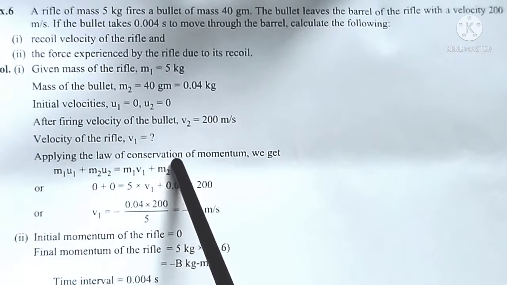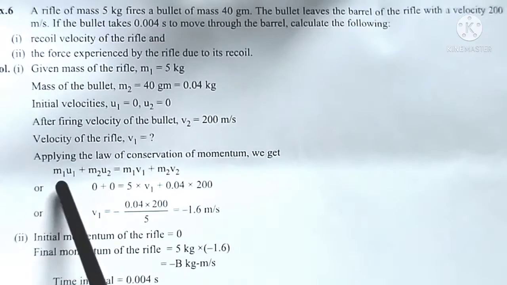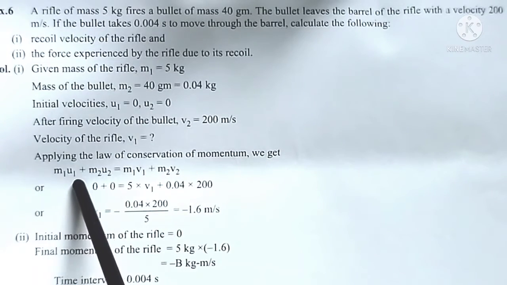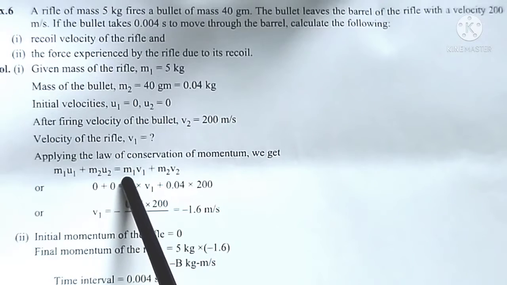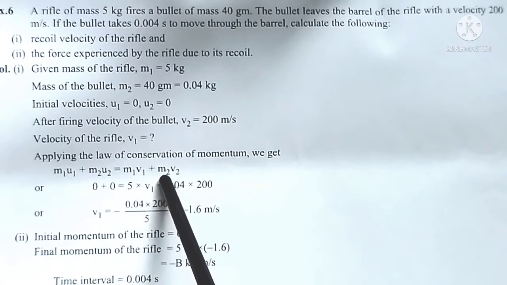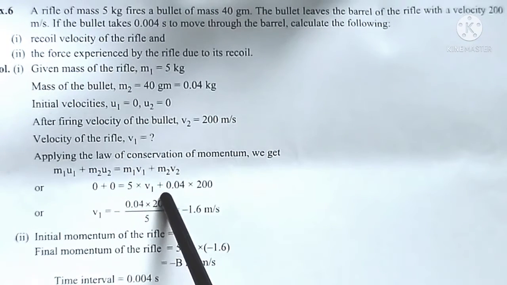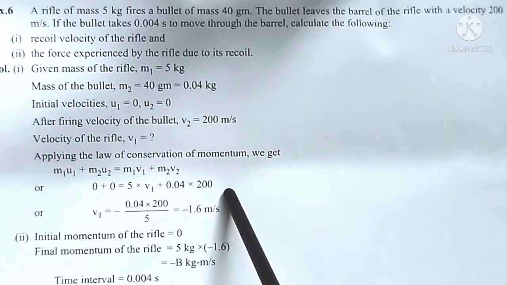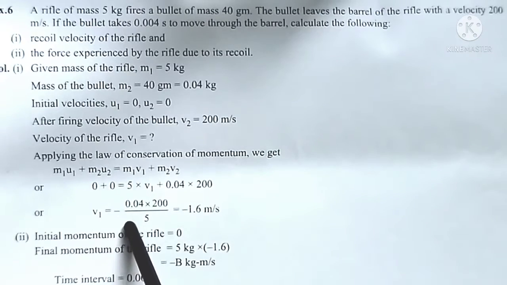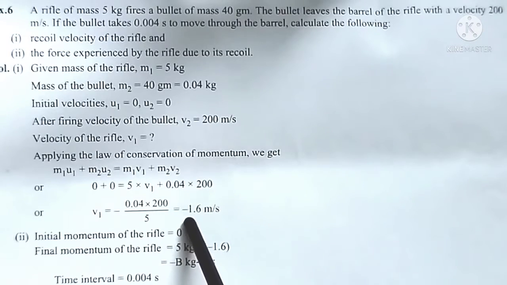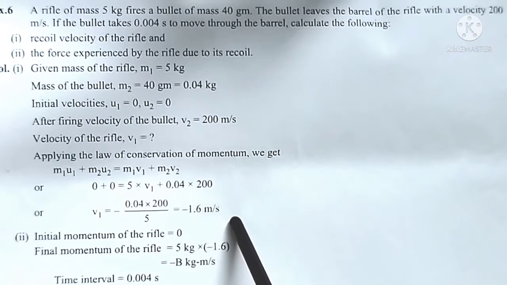Applying the law of conservation of momentum, we get m1 u1 plus m2 u2 is equal to m1 v1 plus m2 v2, or 0 plus 0 is equal to 5 into v1 plus 0.04 into 200. v1 is equal to minus 0.04 into 200 divided by 5, that is equal to minus 1.6 meter per second.